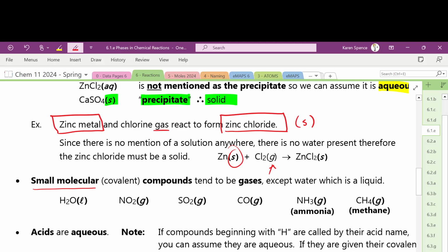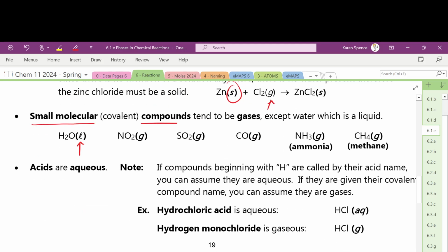Small molecular compounds, H2O, NO2. You notice that the numbers are small, right? The subscripts, SO2, CO, NH3. It's not like XeF5 or C12H22O11, right? Those are not small compounds. Those are big compounds. Okay, all of the small molecular compounds are gases at room temperature, except water, which is a liquid. Acids are aqueous. By definition, if you have an acid, it is aqueous.